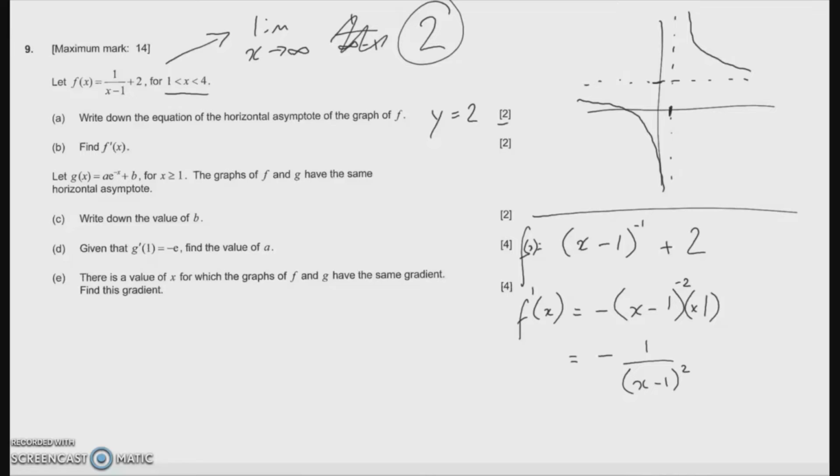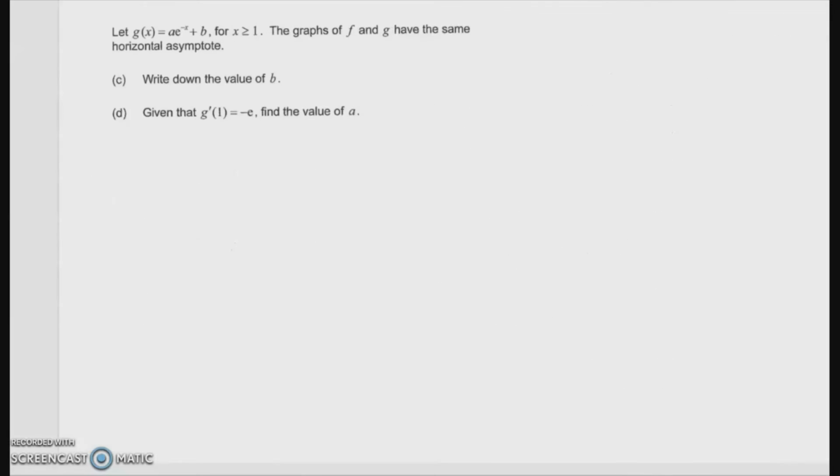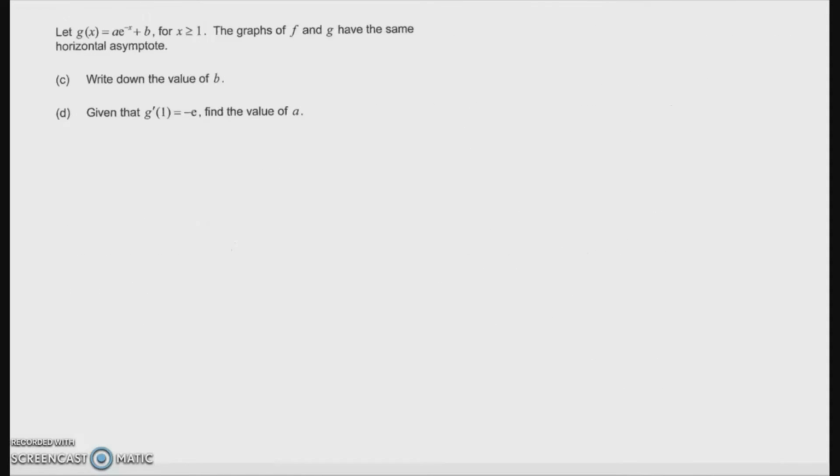Now, moving on to the second section, dealing with the exponential function. Get a bit more space for this. We have a function g, again transformed to exponential, and the graphs of f and g have the same horizontal asymptote, remembering from the first section that the horizontal asymptote of f was y equals 2. Now, again, we've got a write down question, write down the value of b. It should be fairly straightforward as to finding what b is.